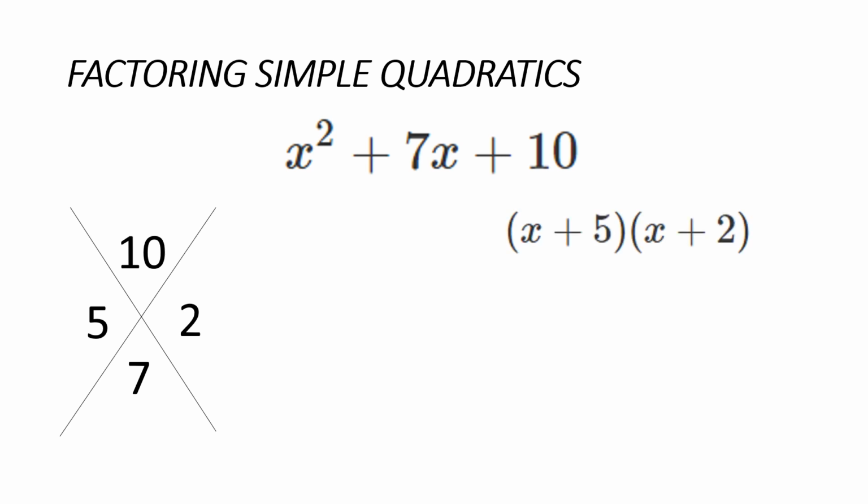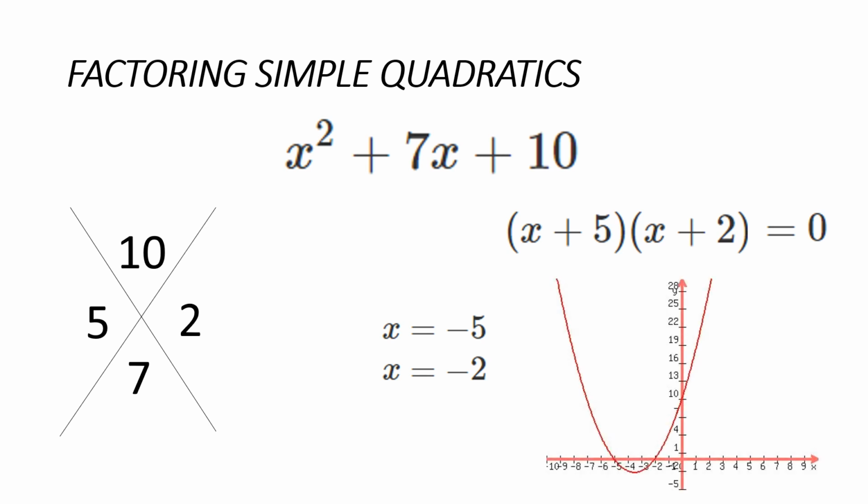Therefore, because our a value is 1, we can put it in this form, x plus 5 times x plus 2. And that is our factored form of x squared plus 7x plus 10. If we set this equal to 0 now, we can find the zeros to be negative 5 and negative 2. And if you graph this, you could see closely that at negative 5 comma 0 and negative 2 comma 0, it touches the x-axis, which means that they are zeros, roots, or x-intercepts. There are multiple ways to express them.